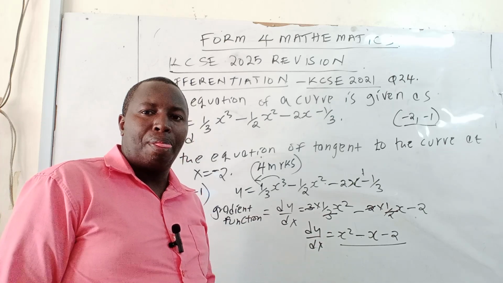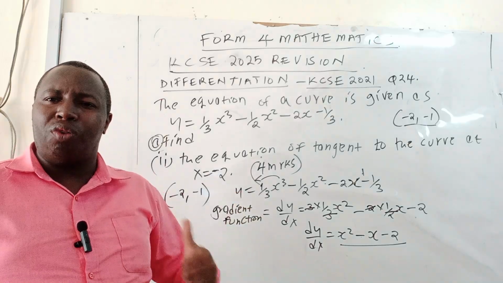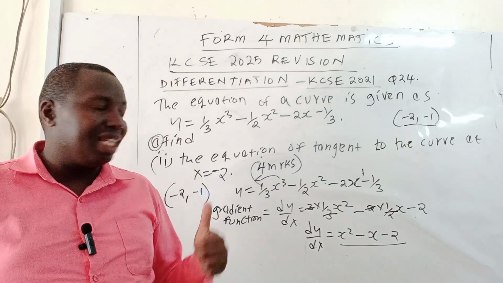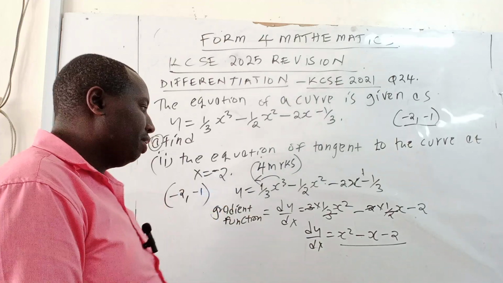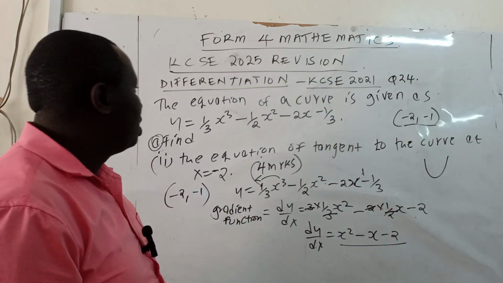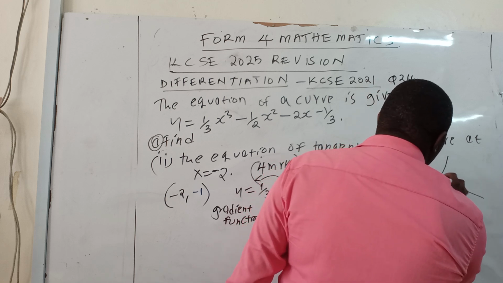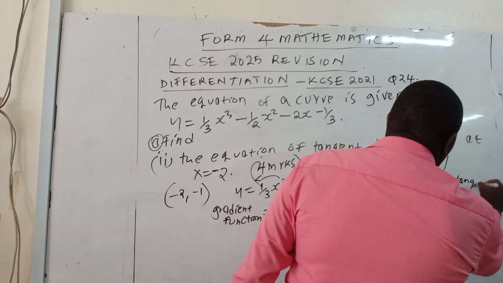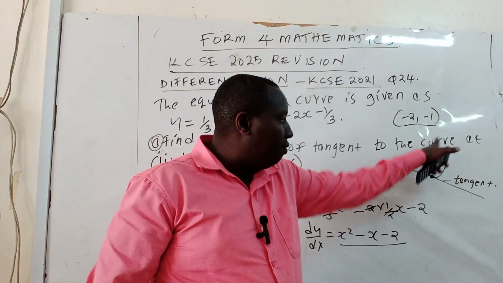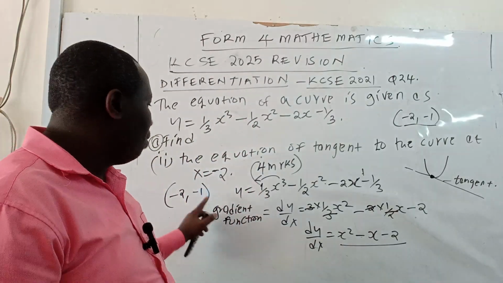Now since you're told to find the equation of the tangent, first of all, we need to understand what a tangent is. A tangent is a line touching the curve at only one point. Assuming our curve looks like this, this is the tangent: a line touching the curve at only one point, and the point is negative 2, negative 1.